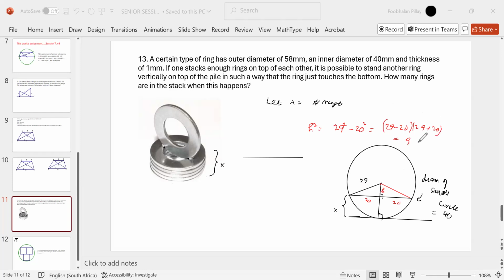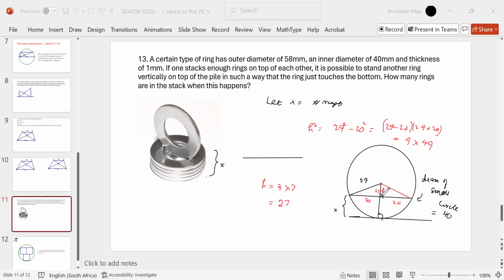29 minus 20 is 9. 29 plus 20 is 49. So h squared is 9 times 49. So h is 3 times 7. Isn't that beautiful? You don't have to work out what those big numbers are. So h is 21. So this is 21.